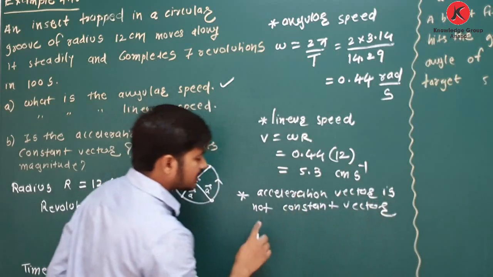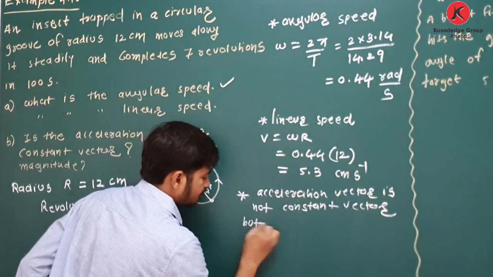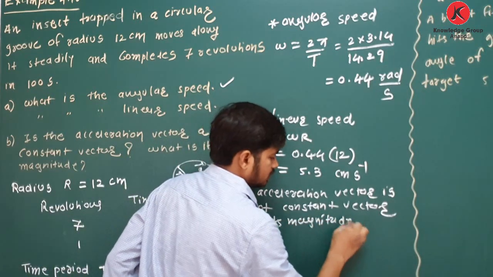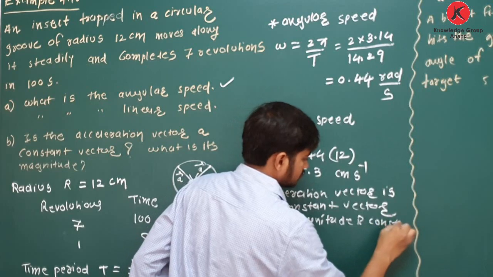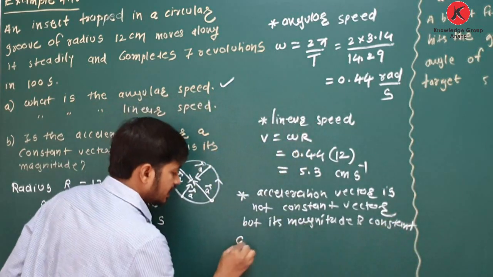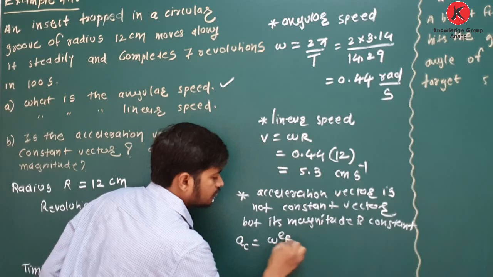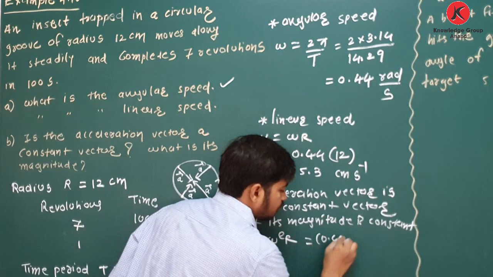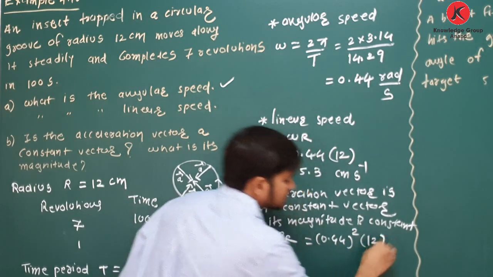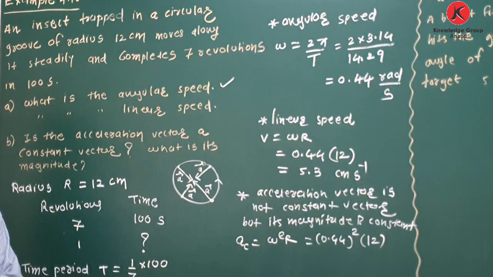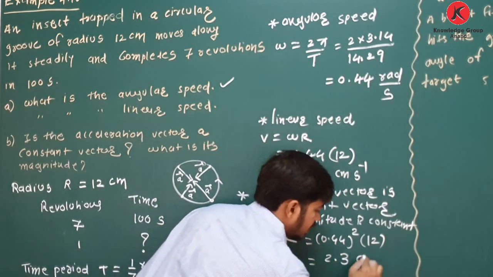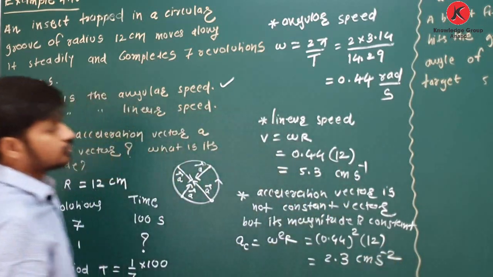Okay, the acceleration vector is not a constant vector, but its magnitude is constant. How to find its magnitude? Yes, a_c is equal to omega square r. We have two equations. What is the value of omega? It is 0.44 whole square and r is 12. Clear about this? Okay, if you calculate this, you will get your answer 2.3 centimeter per second square.